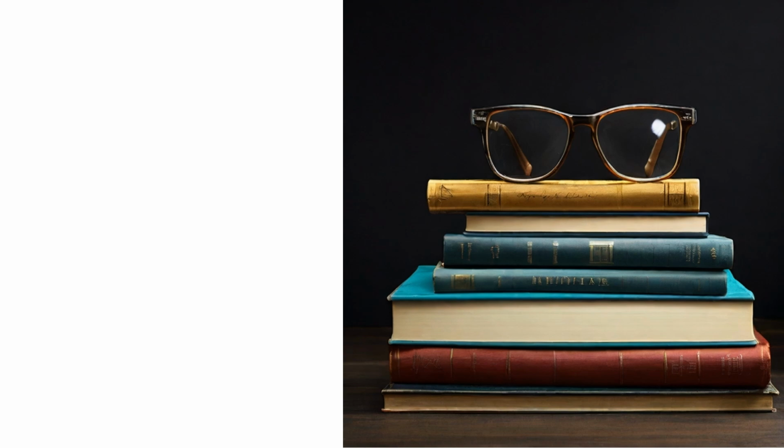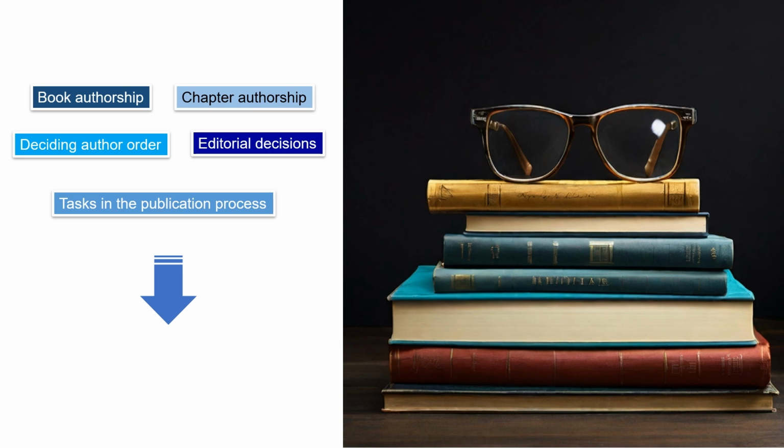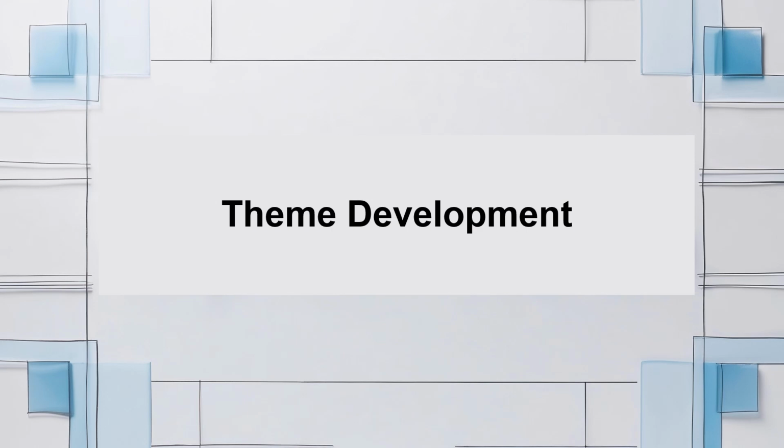For example, let's say I had codes for book authorship, chapter authorship, deciding author order, editorial decisions, and tasks in the publication process. These ideas can be grouped together into a cluster, such as complexities of publishing, since they are all closely related. Once you have your categories, the final step is to create your themes. A theme represents the core idea of several of your categories, thereby giving overarching insights that help you answer your research questions.